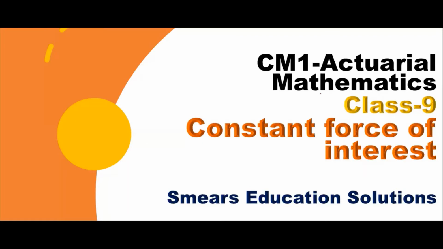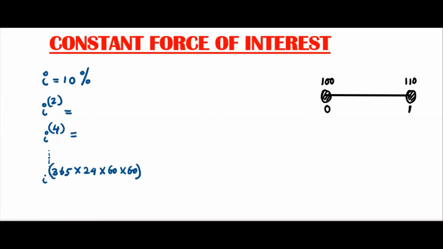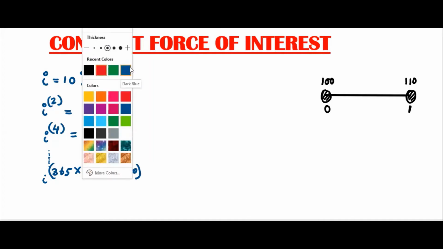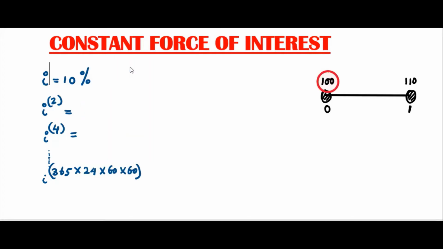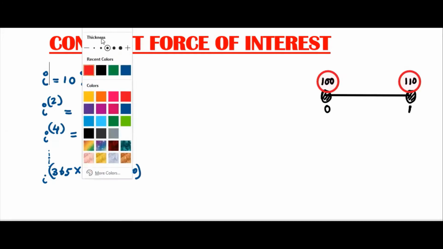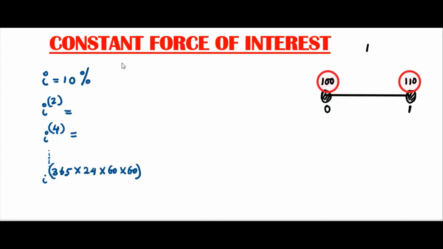I will discuss constant force of interest in today's class. You want to invest 100 and you want to get 110 after 1 year. If the interest rate is 10% per annum, then that's fine. You deposit 100 because the interest rate is 10% per annum. You will get 110 after 1 year.